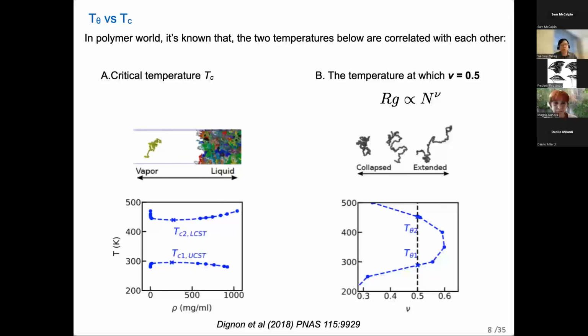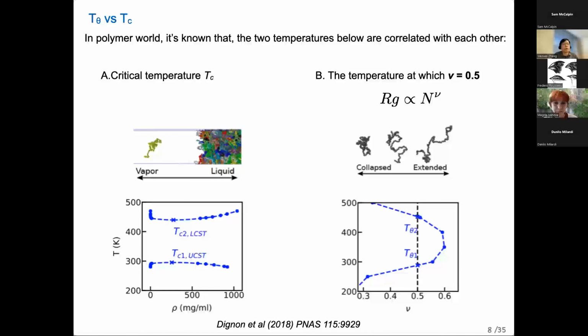In the polymer world, there are two temperatures that people know correlate with each other. The first temperature is the critical temperature of the phase separation. For example, if we just have a simple vapor-liquid coexistence, then we have a critical temperature, an upper critical solution temperature and a lower critical solution temperature, we have two for that simulation. But there's another temperature, which is the temperature at which the scaling exponent is equal to 0.5. This is what in the polymer world is called the theta solvent temperature.